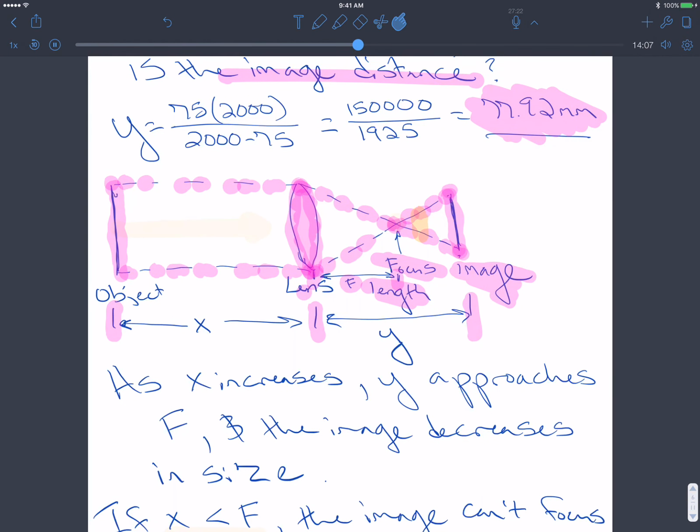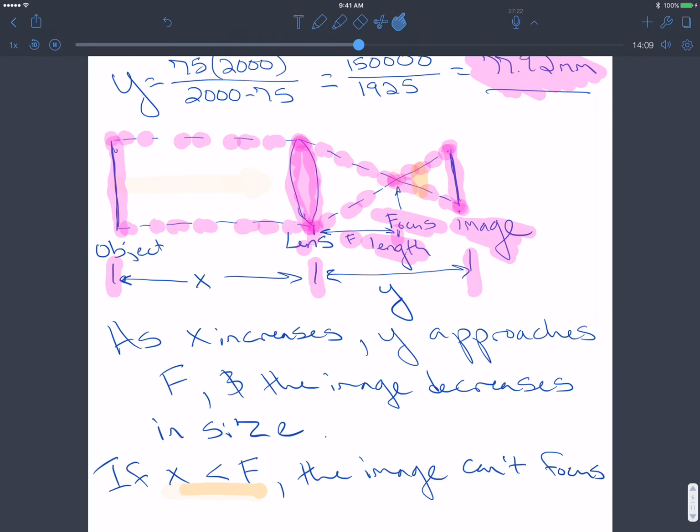And then the last thing that I mentioned was that if x is less than your focal length, your image can't focus. So if this object moves in too close, then the lens is no longer going to be able to capture the light rays and focus them on a focal point. It's going to be unable to actually focus.